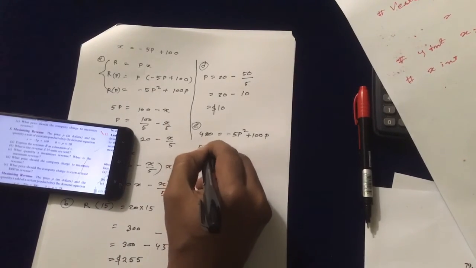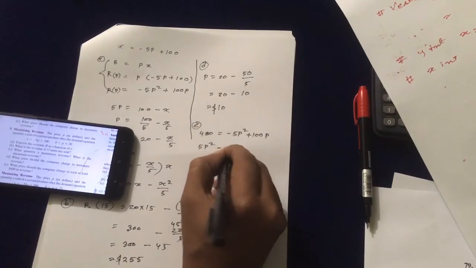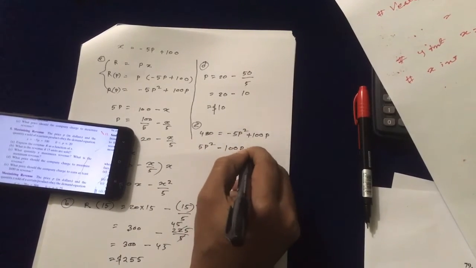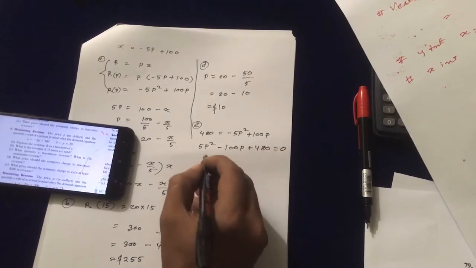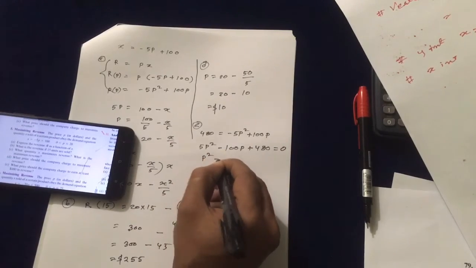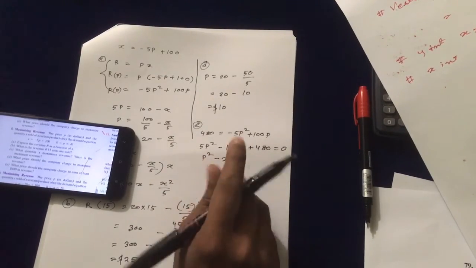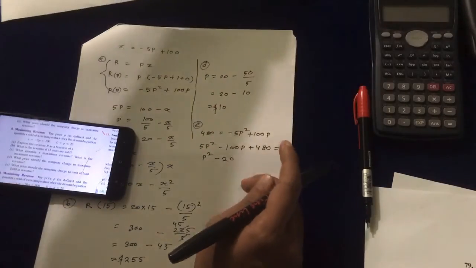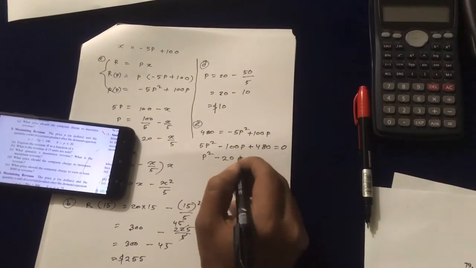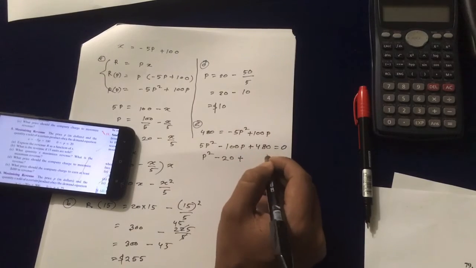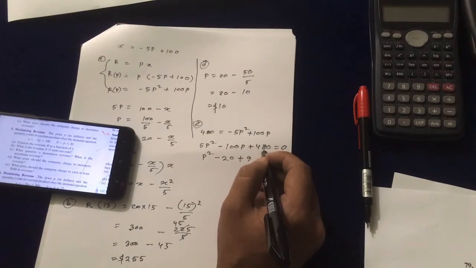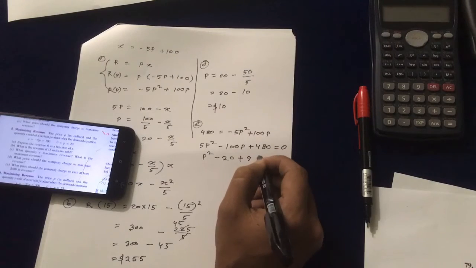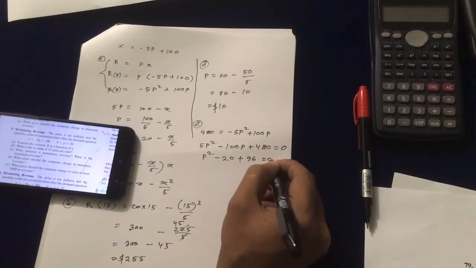So this will be 5p square minus 100p plus 480 equals 0. Now the whole thing is divisible by 5, so p square minus, if I divide it by 5, this becomes 20p, plus 96 equals 0. I could try to divide it without a calculator, but okay, let's try it. So we get this.